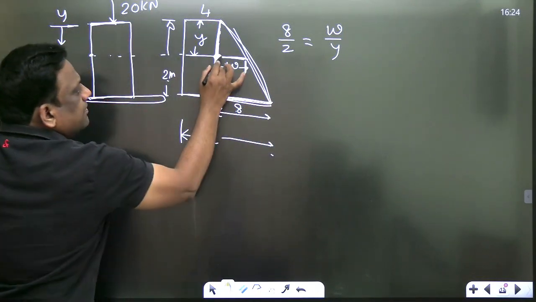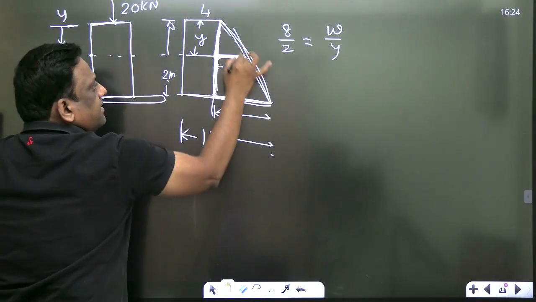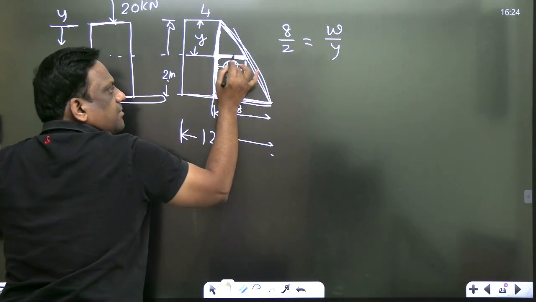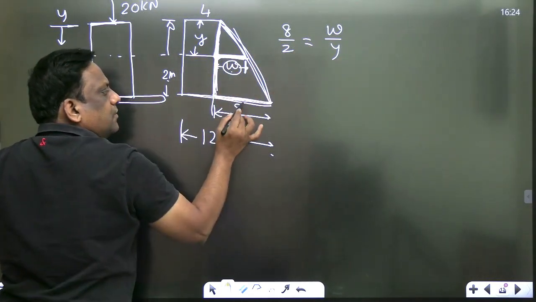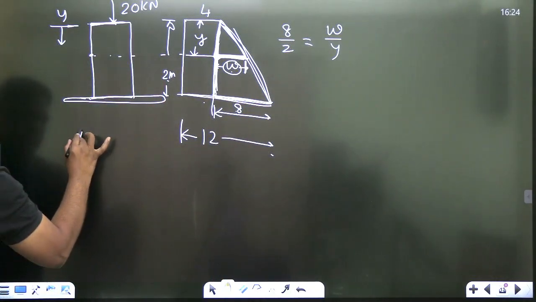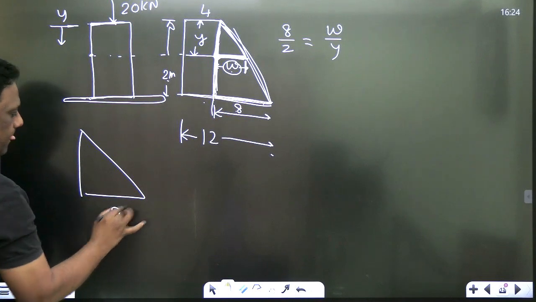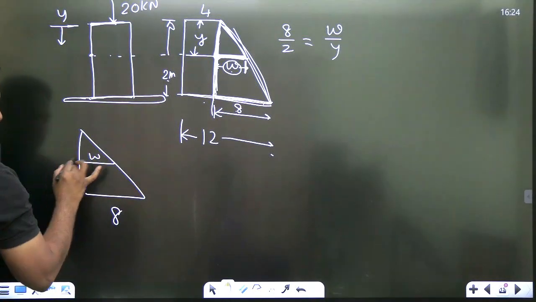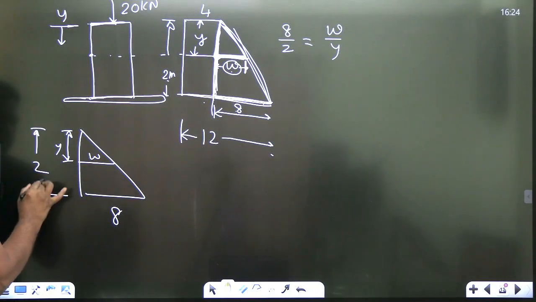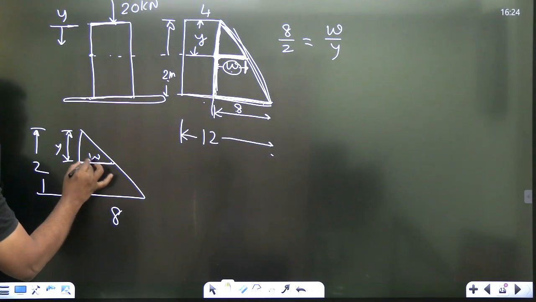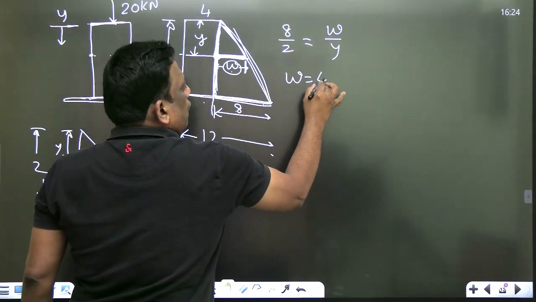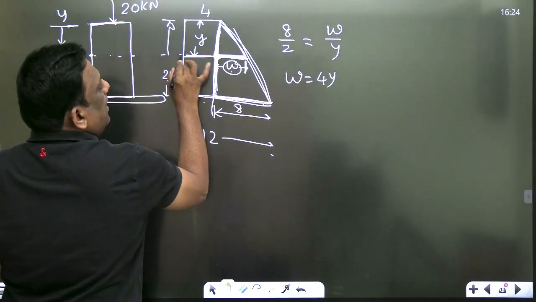I repeat, sirs. This is one smaller triangle. So W by y, similar triangles. W by y is equal to 8 by 2. Is it clear, my dear students? It is something like this. This is 8, correct? This is W, this is y, and this is 2. So W by y is equal to 8 by 2. So what will be W? It is 4y.